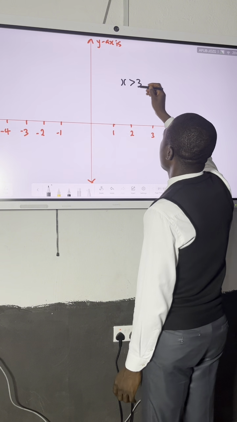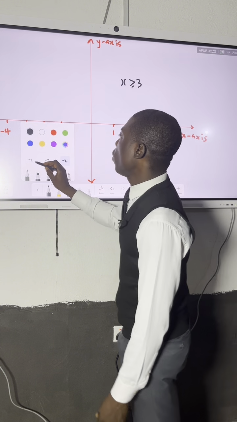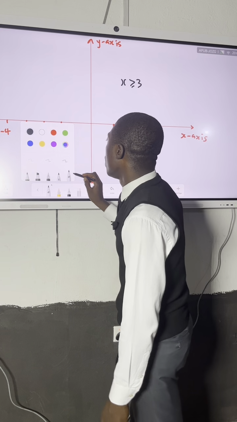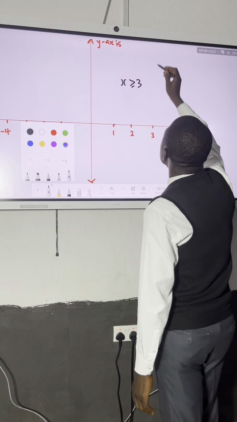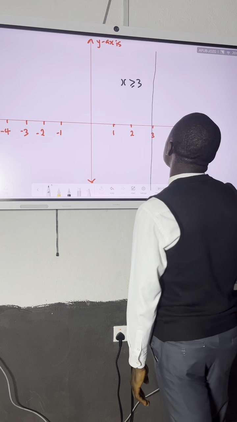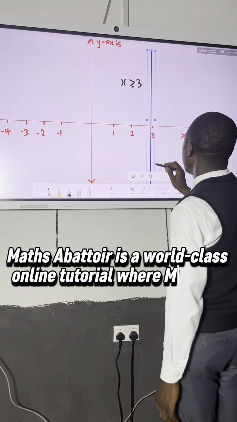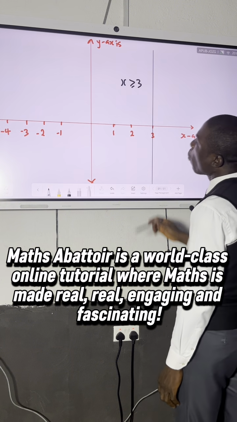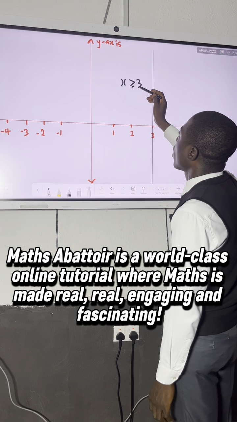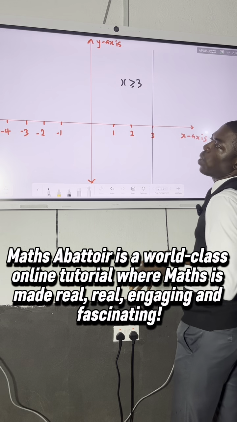Let's say we were having x is greater than or equal to 3. Look at what I would have done. Because x is greater than or equal to 3, I would have drawn a bold line across where 3 is standing. Supposing we're having x is greater than or equal to 3, I would have drawn a vertical line across where 3 is standing.